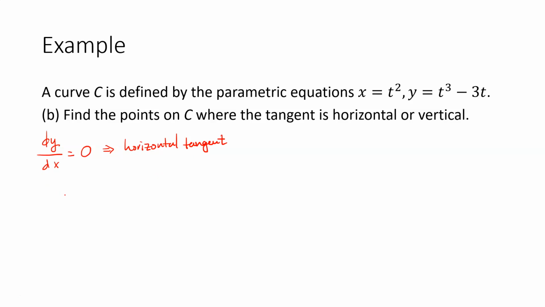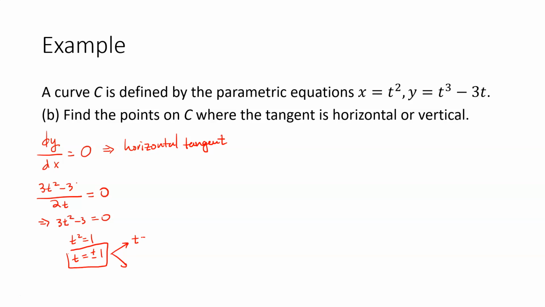So we can take our dy/dx that we found in the previous slide, which was (3t squared minus 3) over 2t, and solve when this is equal to 0, which means that the numerator 3t squared minus 3 equals 0, in which case t squared equals 1, which gives me t equals plus or minus 1. So we have 2 points, t equals 1 and t equals negative 1, that'll give us a horizontal tangent.